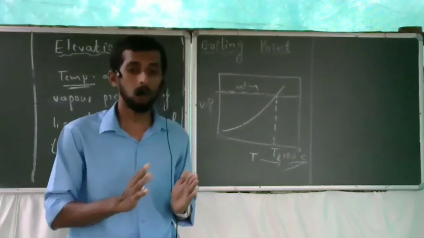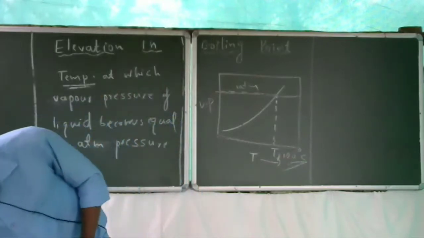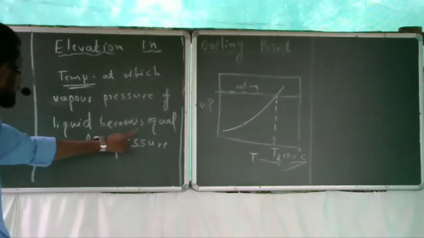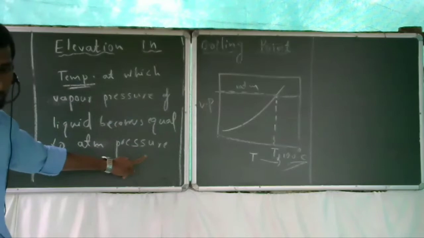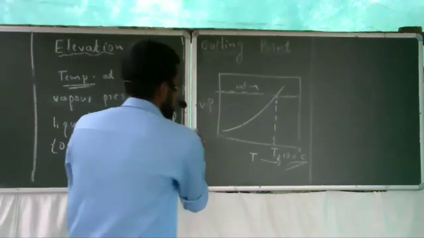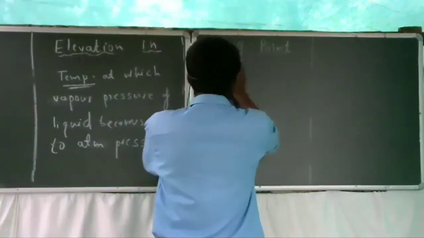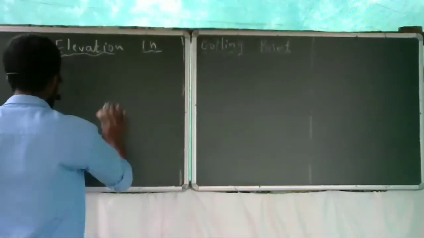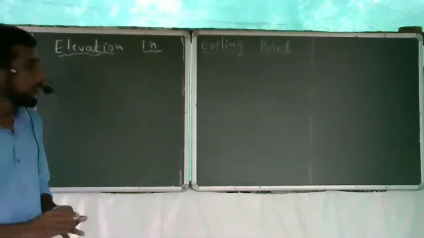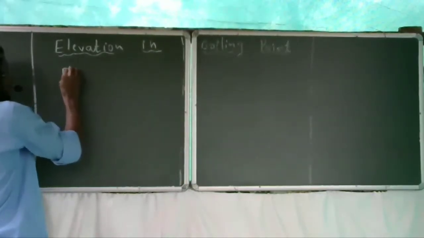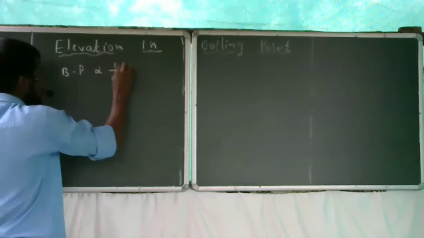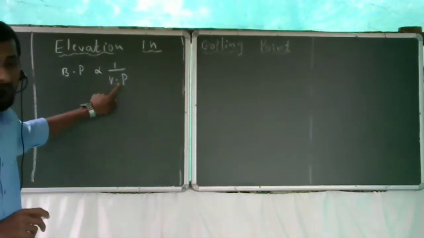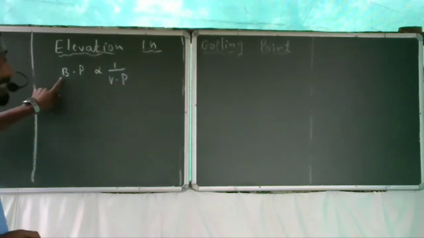What is the meaning of boiling point? Okay, boiling point is nothing but the temperature at which vapor pressure of liquid becomes equal to atmospheric pressure. Okay, so now we'll go for a solution of non-volatile solute in volatile solvent. Now you know boiling point is inversely proportional to vapor pressure. So if vapor pressure of liquid is high, then its boiling point is always low.